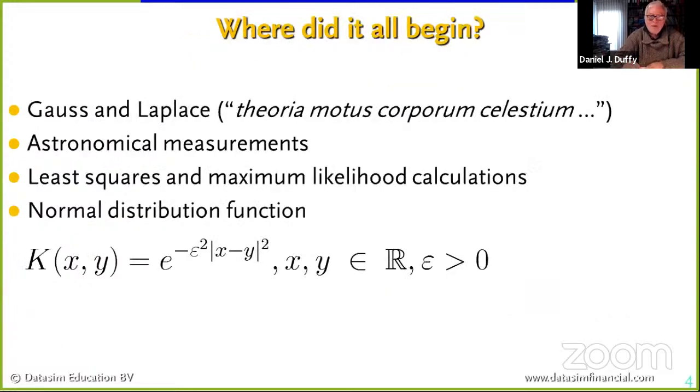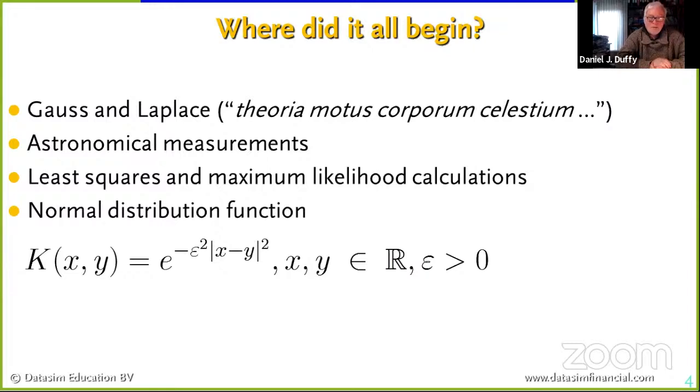Okay, so where did it all begin? Gauss and Laplace, and maybe Cauchy as well. In the old days, the old guys used to write in Latin because German or English were too imprecise. So Gauss was doing his astronomical measurements of the planets, the trajectories of the planets and so on. And he came across basically least squares problems, right? So Gauss invented least squares and maximum likelihood calculations as well, just like Laplace.